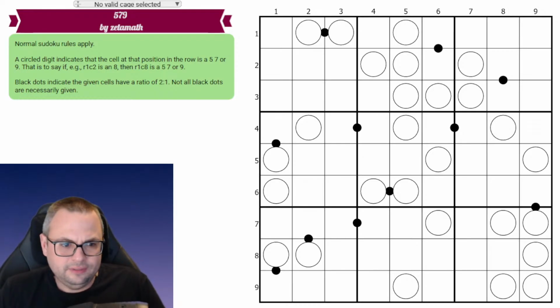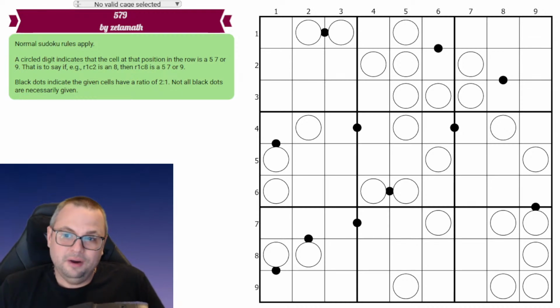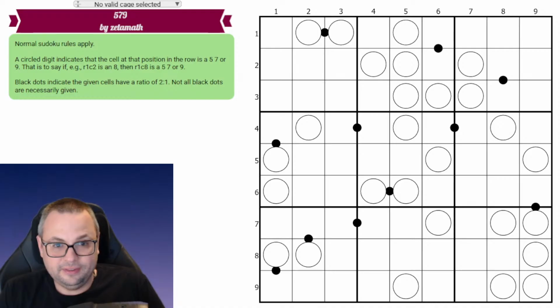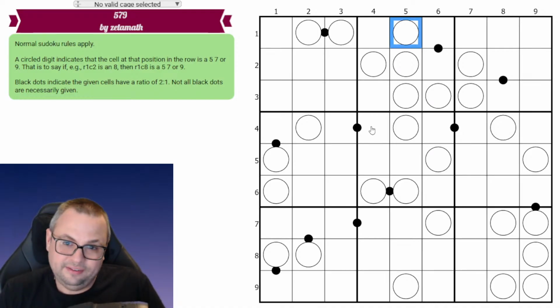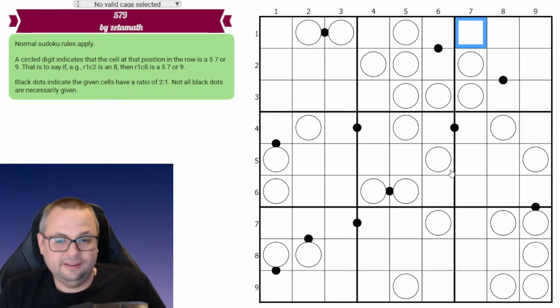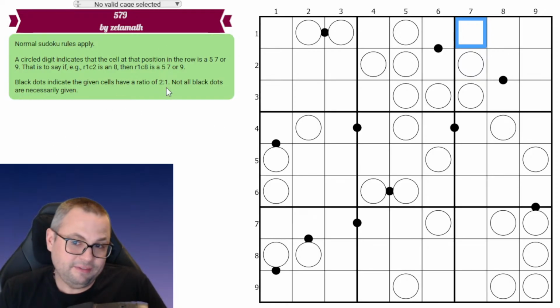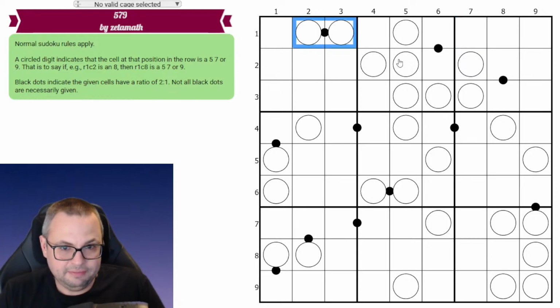So a circle digit indicates that the cell at that position in the row is a 5, 7, or 9. So basically, if this is a 7, it's saying that cell is a 5, 7, or 9. And black dots indicate the given cells have a ratio of 2 to 1. Not all black dots are necessarily given.